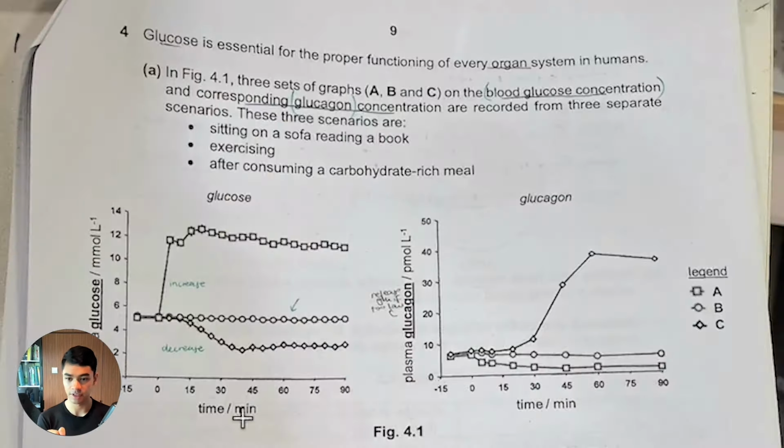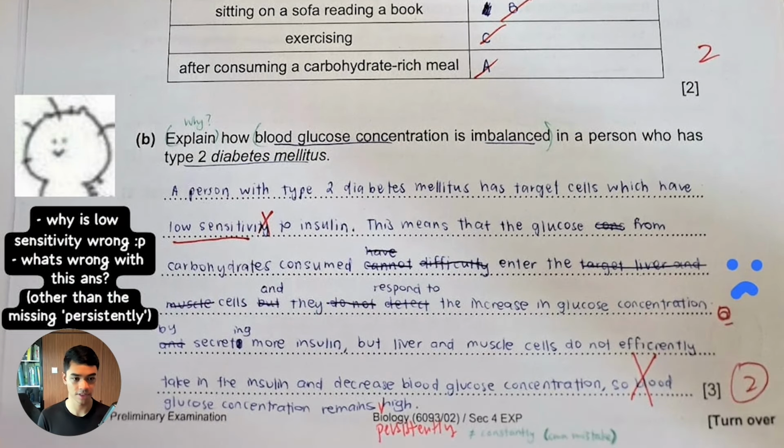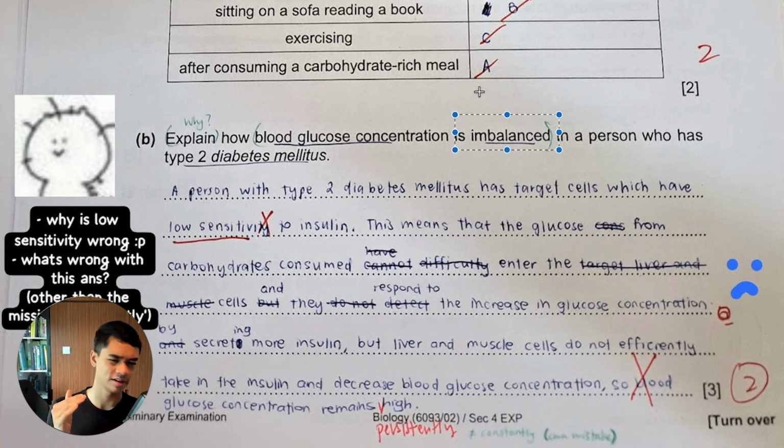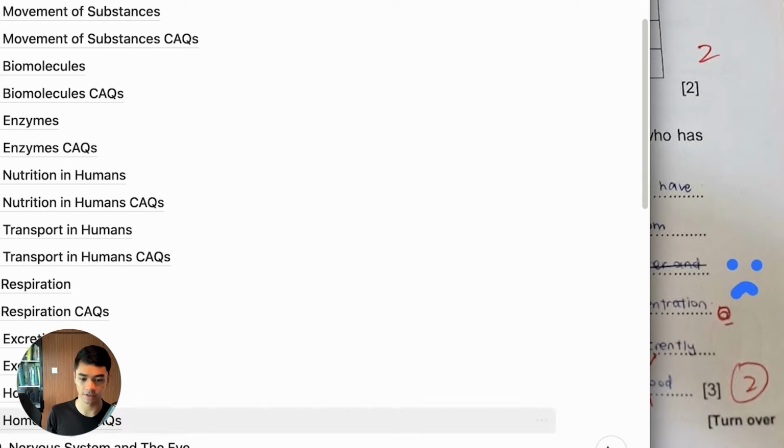Okay, let's go to the last one, which is actually just this part. So you don't have to refer to the above. It's kind of isolated. Explain how blood glucose concentration is imbalanced in a person who has type 2 diabetes. So we know that it's not really imbalanced, but it's more like it's too high, right? Persistently high blood glucose. So let's go to the topic on homeostasis.